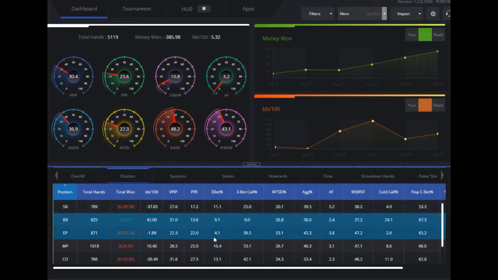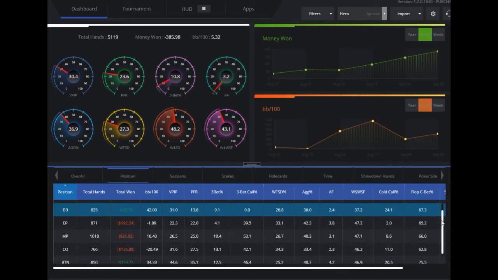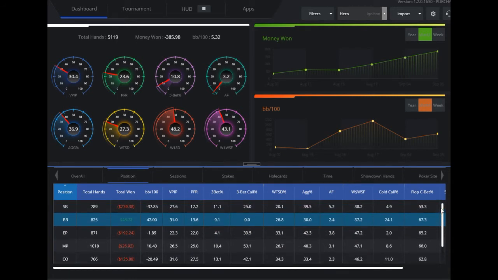There's kind of a high number from small blind. You generally don't want a lot of cold calling from the small blind. So, as long as this number here is small and this is high, that's okay.